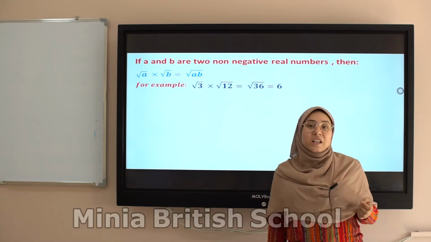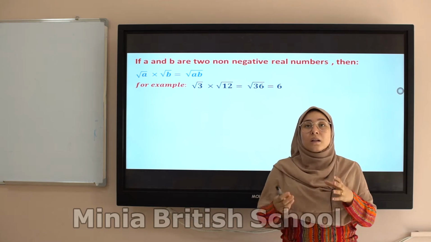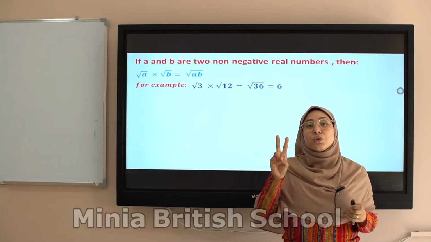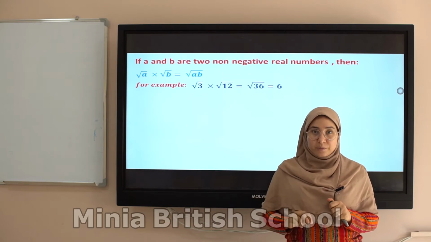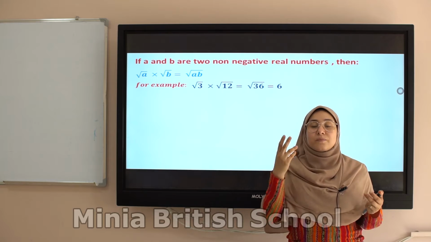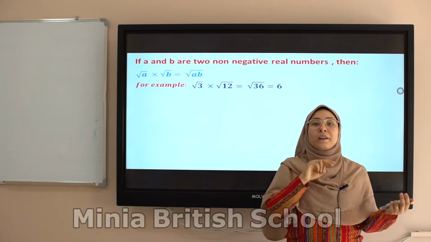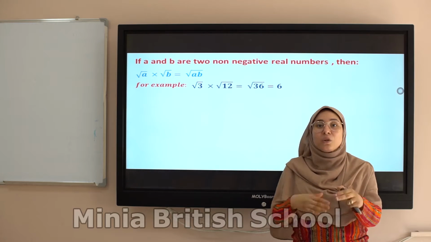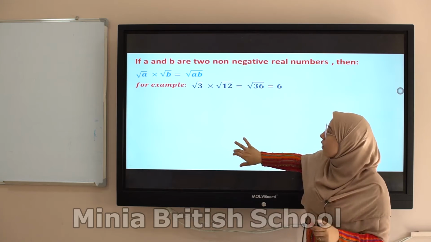In the first property here, we can multiply two unlike algebraic terms, okay? But in addition, we cannot add two unlike terms. But in multiplication, we can do it, okay?